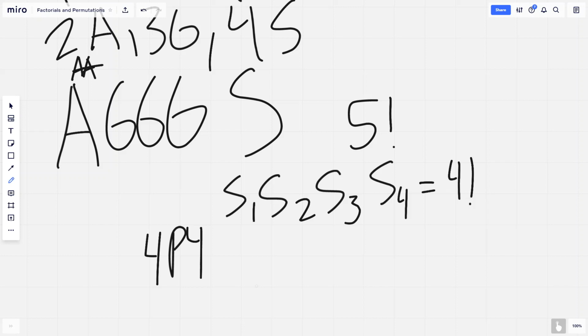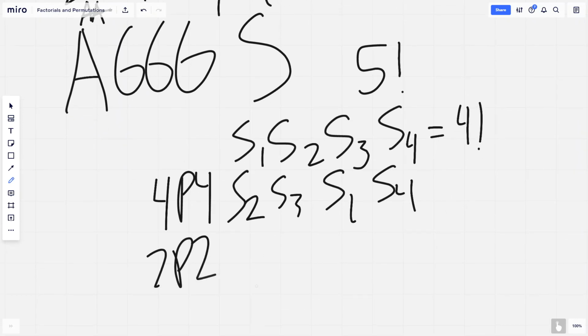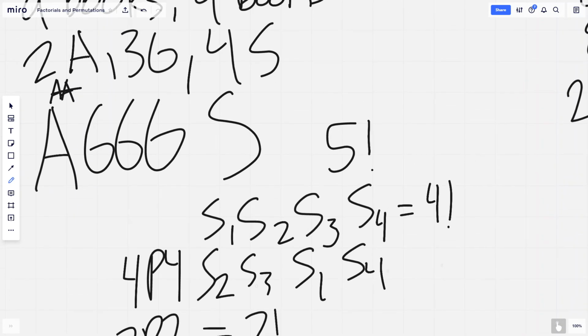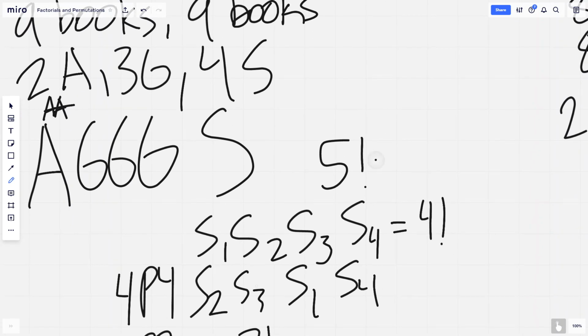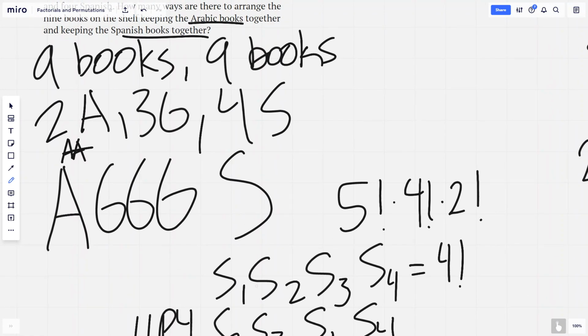We could do S1, S2, S3, S4, or we could do S2, S3, S1, S4. So there's 4 factorial ways we can arrange the Spanish books, and likewise, 2 permute 2 gives us 2 factorial ways to arrange the Arabic books. So 5 factorial times 4 factorial for the Spanish books times 2 factorial for the Arabic books. We don't have to multiply by 3 factorial for the German books because they are not together, so we can naturally split them apart if necessary.